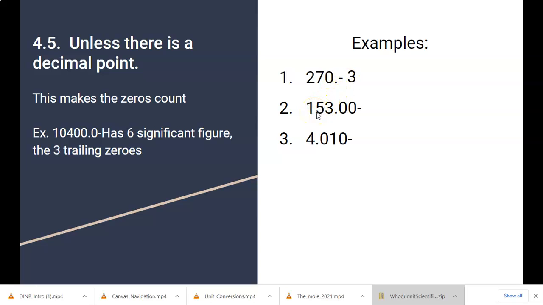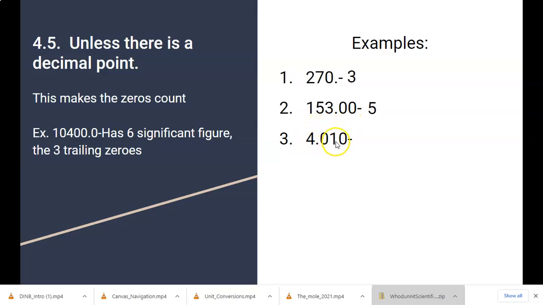Number 2, again, I have my 153. Those are significant. This decimal point is making these 2 zeros significant because it's saying somewhere along the line after this decimal point, there is a non-zero number that we just can't see. And so my answer would be 5.